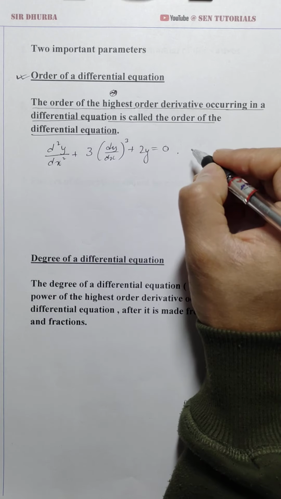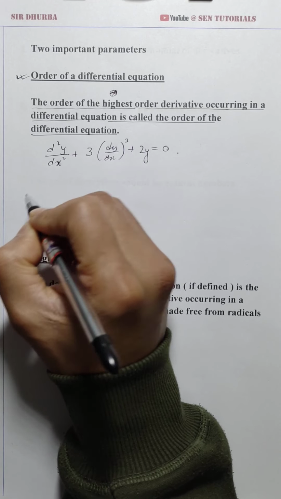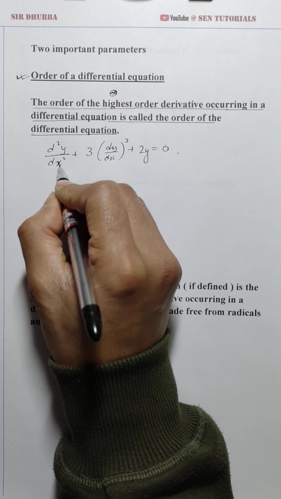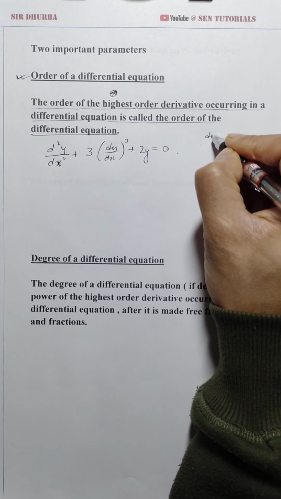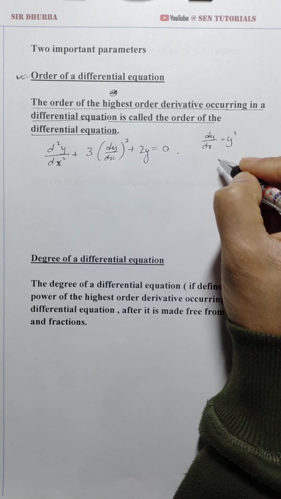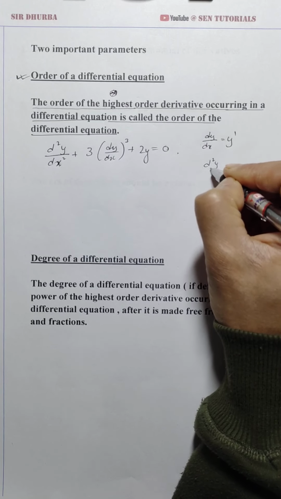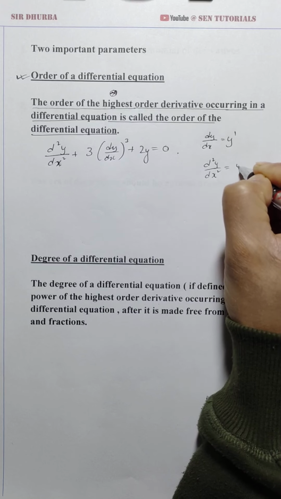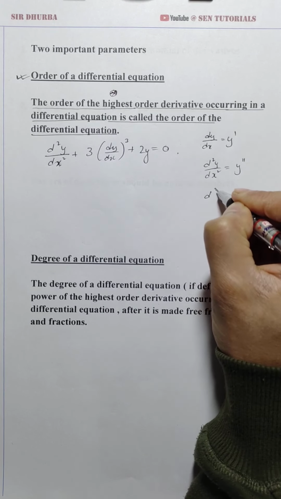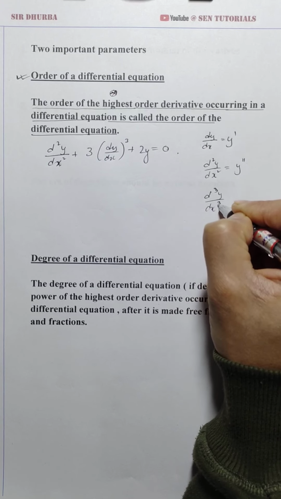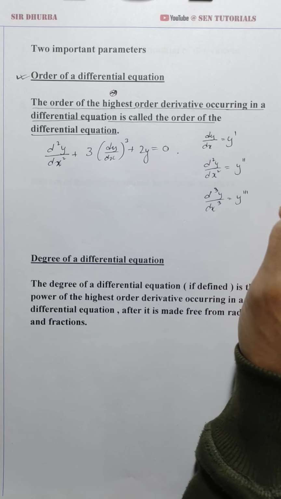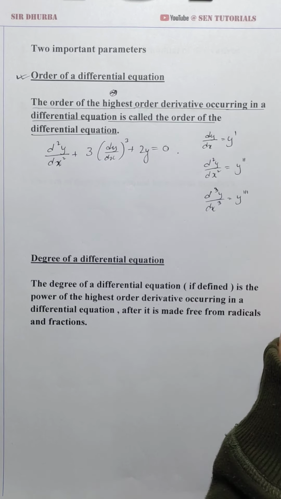Now what is the highest order here? What is the highest order derivative here? The highest order derivative is d square y by dx square, isn't it? dy by dx, it's first order derivative. That means you do differentiation once. d square y by dx square is second order derivative. That means you have applied differentiation 2 times. d cube y by dx cube means you have applied differentiation 3 times. That is called the order of derivative, isn't it?